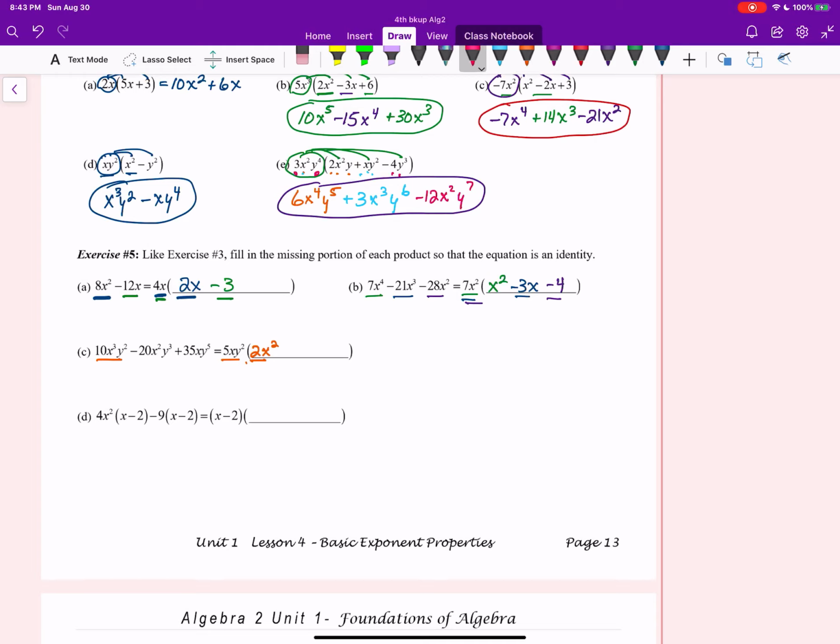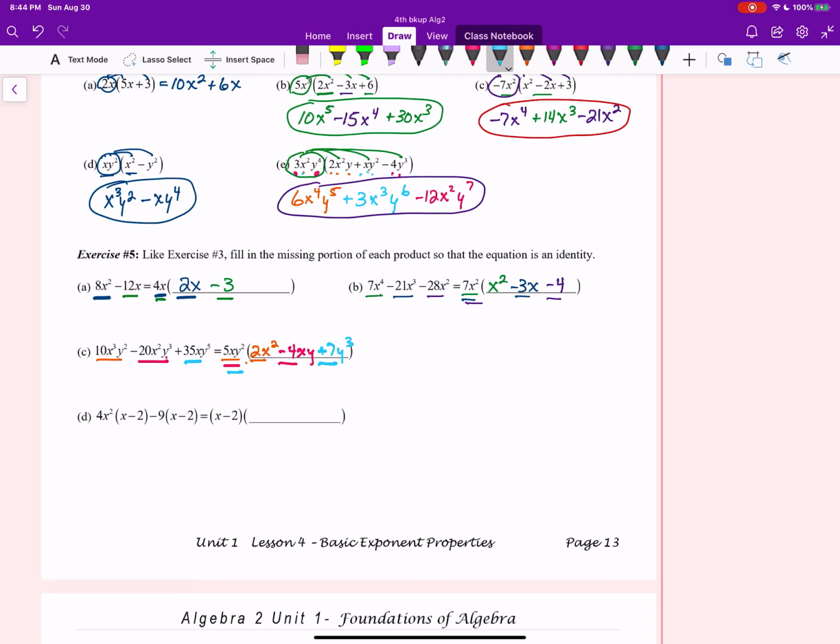Next, 5xy squared times what is going to give us negative 20x squared y to the third? 5 times negative 4 will give us negative 20. x times x would give us x squared. And y squared times y to the first would give us y to the third. And 5xy squared times what is going to result in 35xy to the fifth? That would be a positive 7y to the third.